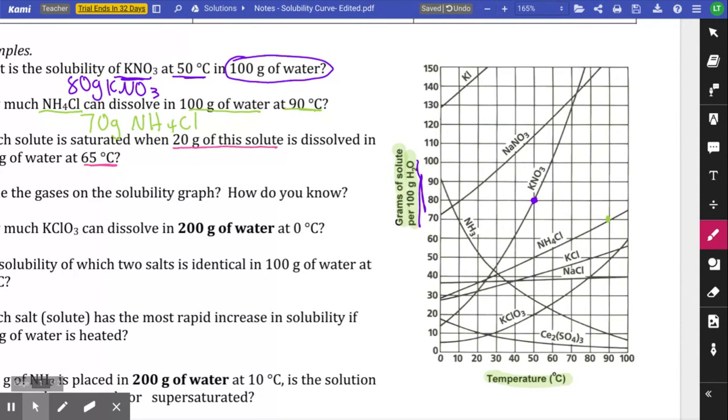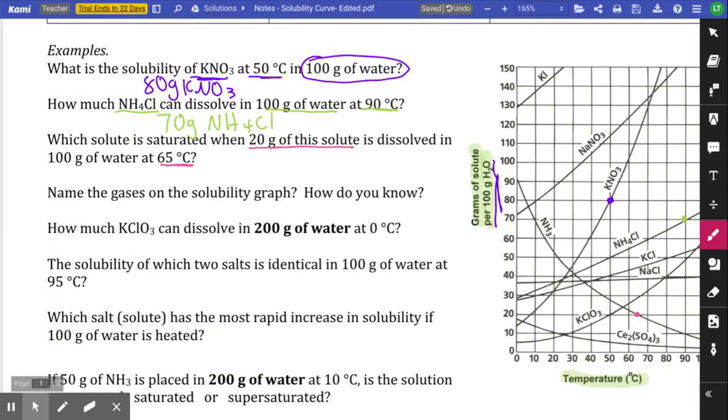All right. So I'm looking at 20 grams of solute at 65 degrees Celsius. That's right about at that point on my graph. So 65, 20. And which substance is saturated? Which line is my dot on? Right now my dot is on ammonia, or NH3.